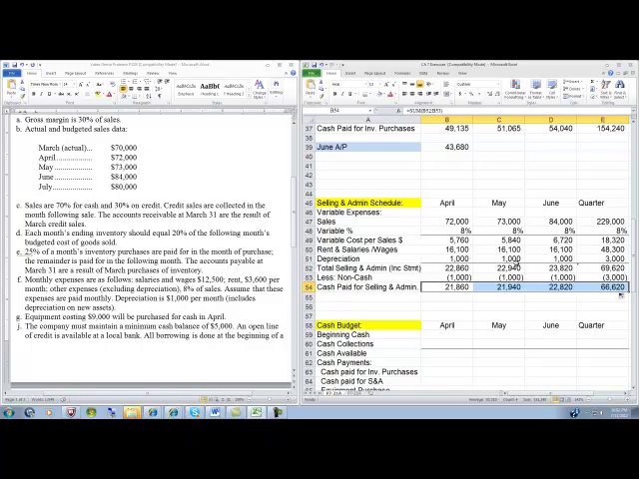So two important lines on here. One for the income statement that includes all of the costs, and another one for the cash budget that has the non-cash, particularly the depreciation, subtracted out. This concludes the demonstration of the selling and administrative schedule.